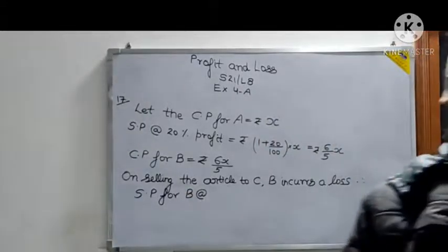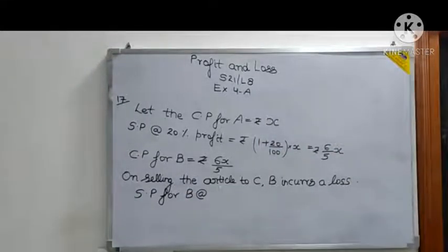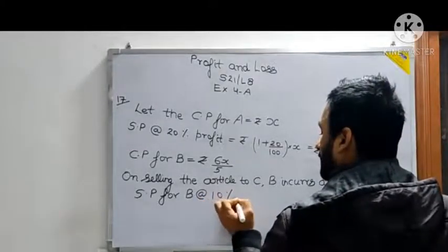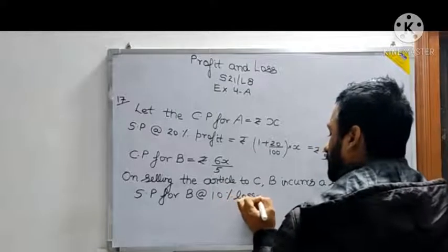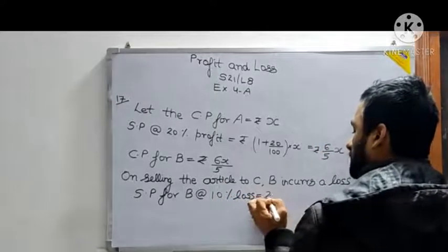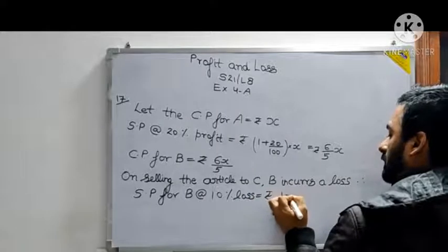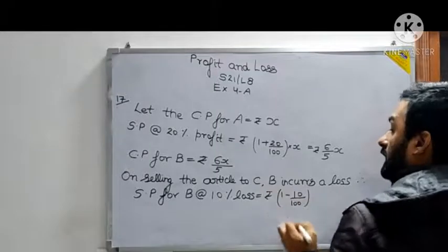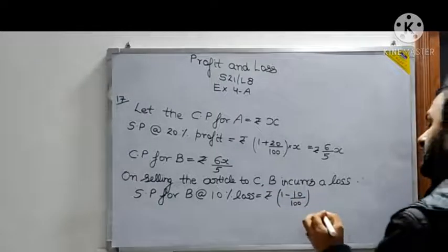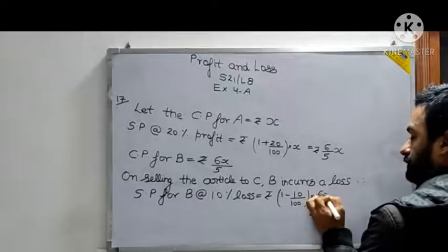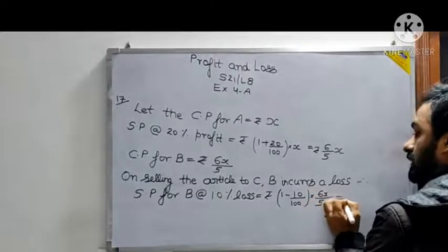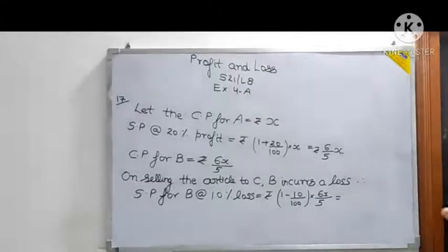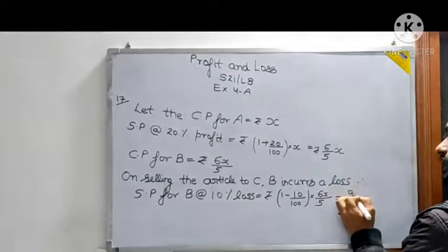Who is facing the loss? B is facing the loss. How much loss is that? 10% loss. At 10% loss, SP will be equal to rupee symbol 1 minus 10 by 100 times the CP. And what is the CP for B now? That is 6x by 5. So 1 minus 10 by 100 means 1 minus 1 by 10, that means 9 by 10.